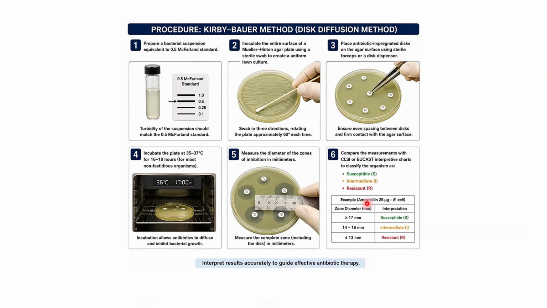So this is basically how we can use the CLSI or the EUCAST interpretive chart to classify our organisms as being susceptible, intermediate, and resistant to the antibiotics that are being used in the Kirby-Bauer method or the Disk Diffusion Method.